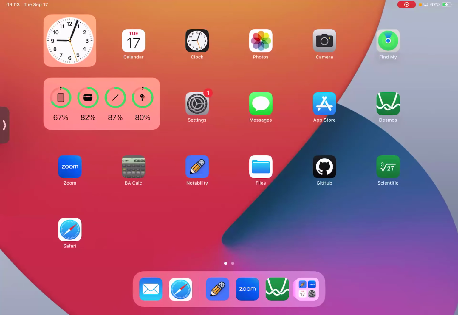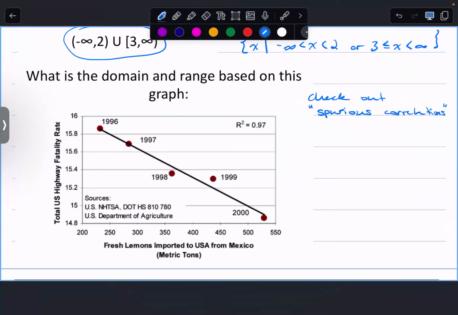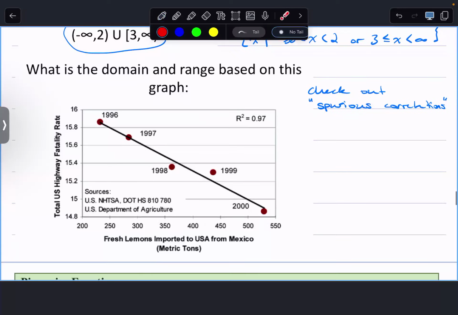Anyways, you can check out spurious correlations for just a huge long list of examples. So yeah, they are correlated, but can we use that information? Not really. So anyways, just kind of fun.